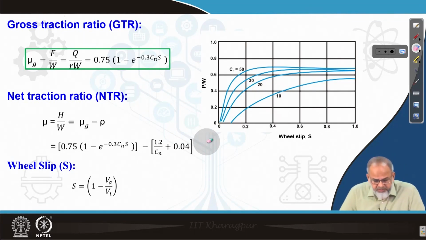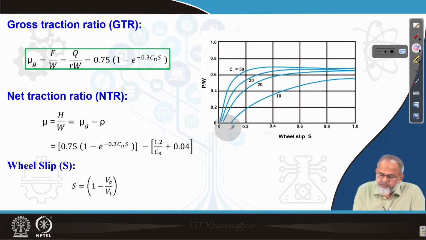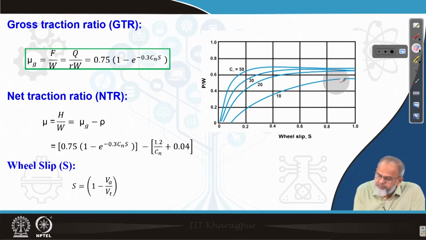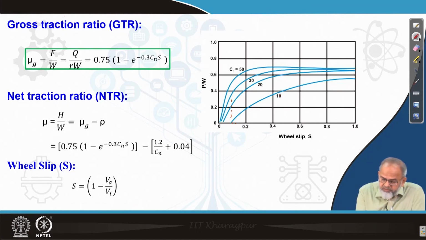Now, when you plot this P by W, that means net traction ratio, versus wheel slip, starting from say 0.01 to 100%, for different soil conditions which are reflected as wheel numeric 10, 20, 30, 50 and so on, what we observe is that at lesser slip, whether it is at wheel numeric 10, 20 or 30, if I draw a line somewhere at 10%, this is the pull which is developed, the coefficient of traction.